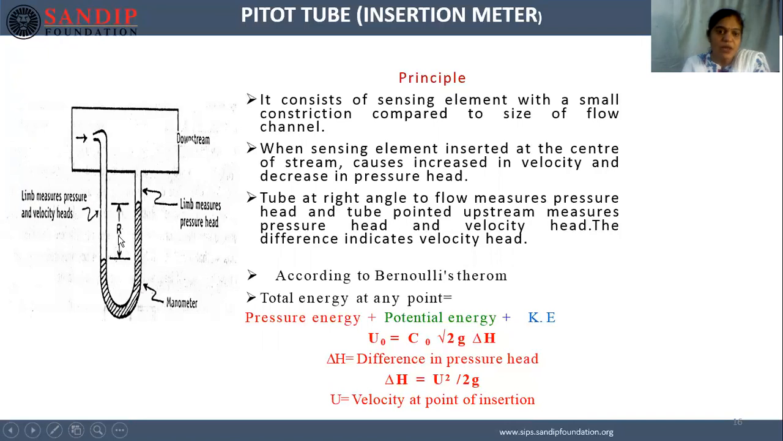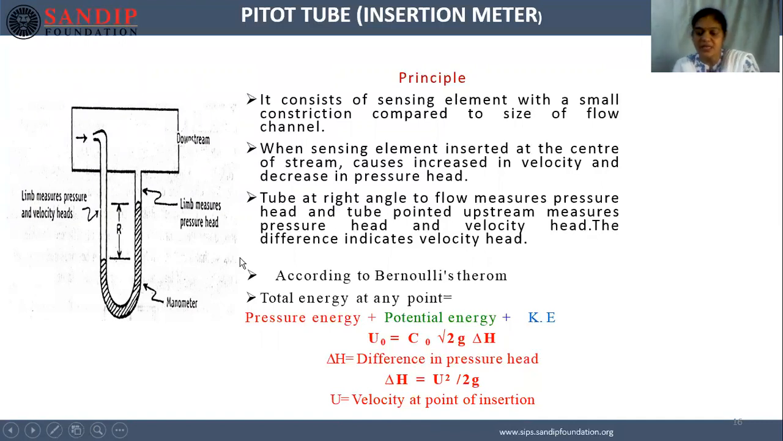According to Bernoulli's theorem, which we already discussed, the total energy at any point is given by the equation: potential energy plus pressure energy plus kinetic energy. We had already discussed the equation U0 = C0 √(2g ΔH). ΔH is again the difference in pressure. So the equation is written as ΔH = U²/2g, where U indicates the velocity at the point of insertion.